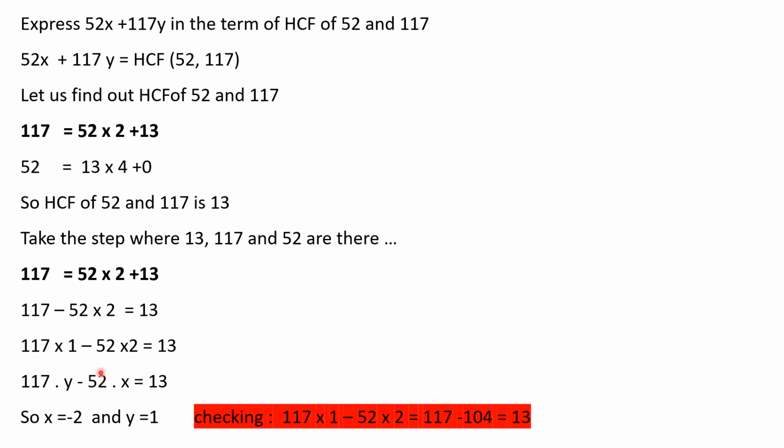So what you have to do, 117 into y. So we are putting y here, minus 52 into x equal to 13. So y equal to 1, x equal to, when you put plus here, this will be minus 2. x equal to minus 2. Apply it here, 52 into minus 2 plus 117 into 1, you will get 13. Is it clear? Now going to the next one.